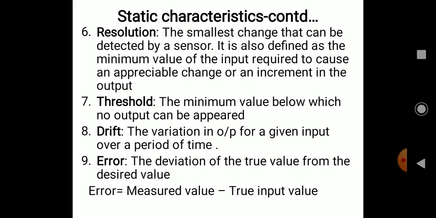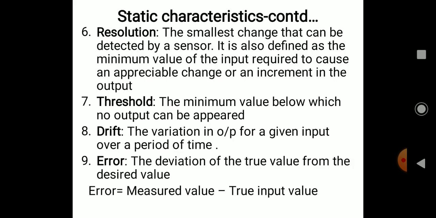A micrometer has 0.01 mm least count or resolution. That means we cannot go below 0.01 mm. That is the least measurement with which we can take a measurement, 0.01 mm. Any instrument will have a resolution, that is the smallest change that can be detected by the instrument.